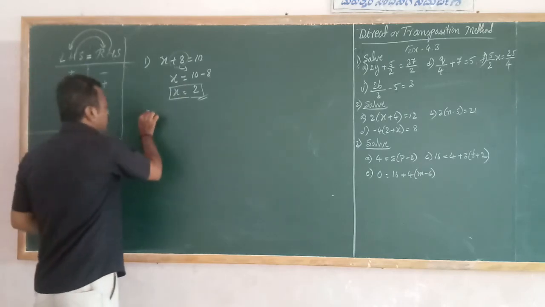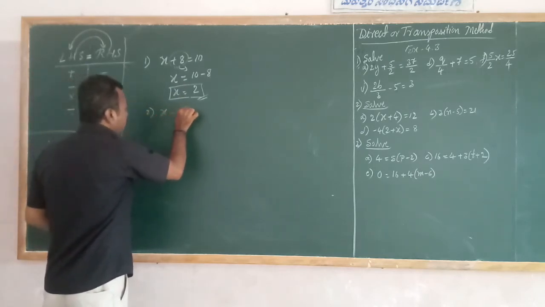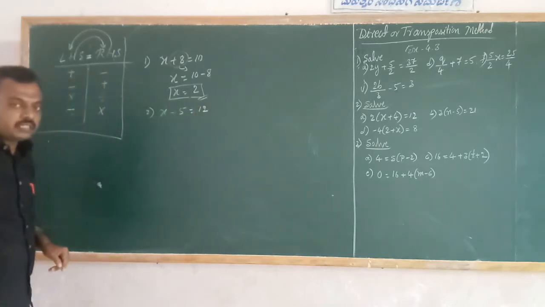I will take another example. x minus 5 is equal to 12.